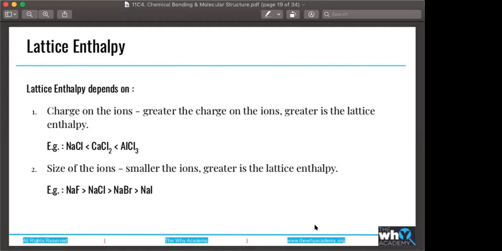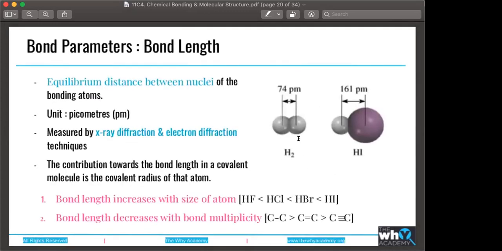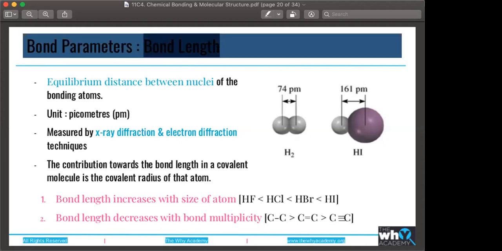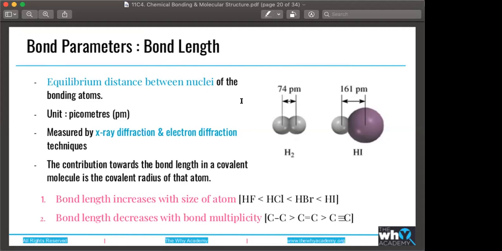So lattice enthalpy is one major criterion when it comes to ionic bonds. Then in the case of covalent bonds, other bond parameters come into the picture. The first one is bond length. Just like the name describes, bond length is basically the length of the bond. It is the equilibrium distance between the nuclei of the bonding atoms.